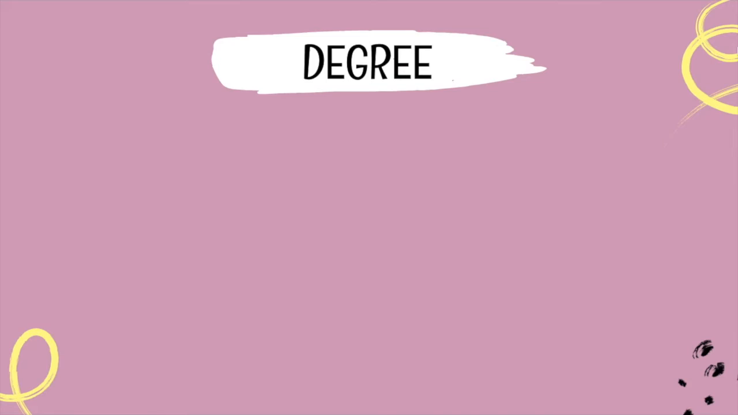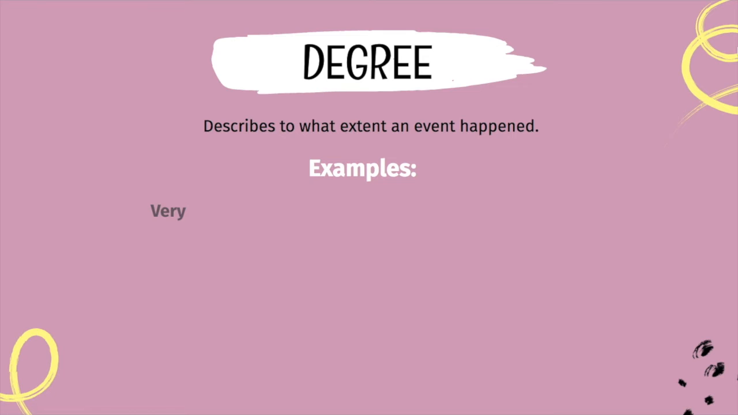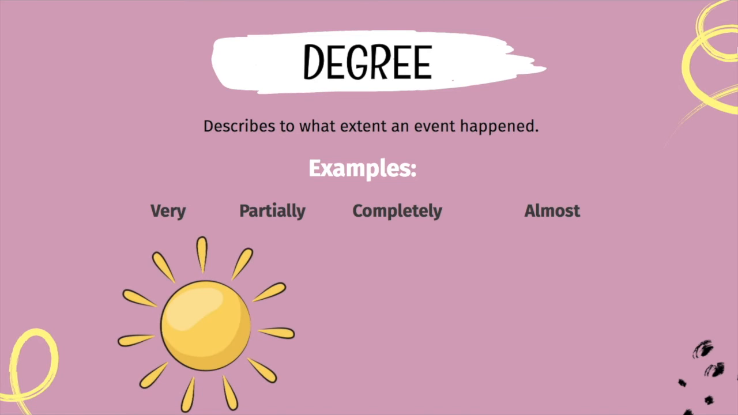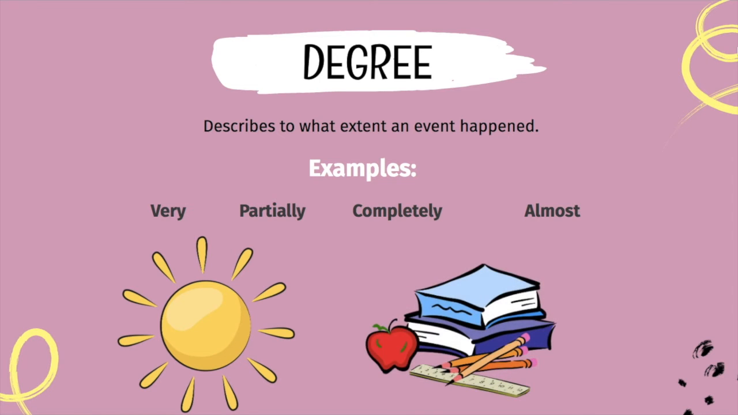Next we have an adverb of degree. Now an adverb of degree is describing to what extent an event happened. Some examples of this are very, partially, completely, almost. For example, it was very sunny. It is describing to what extent it was sunny. Next, we have work. She partially completed her work. She completely finished her work. She almost finished her work. These are all describing how much of an event she has completed.